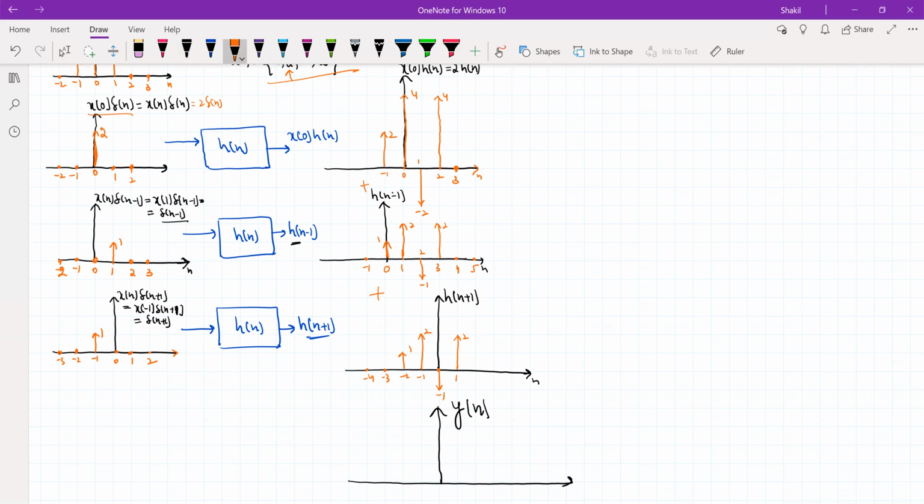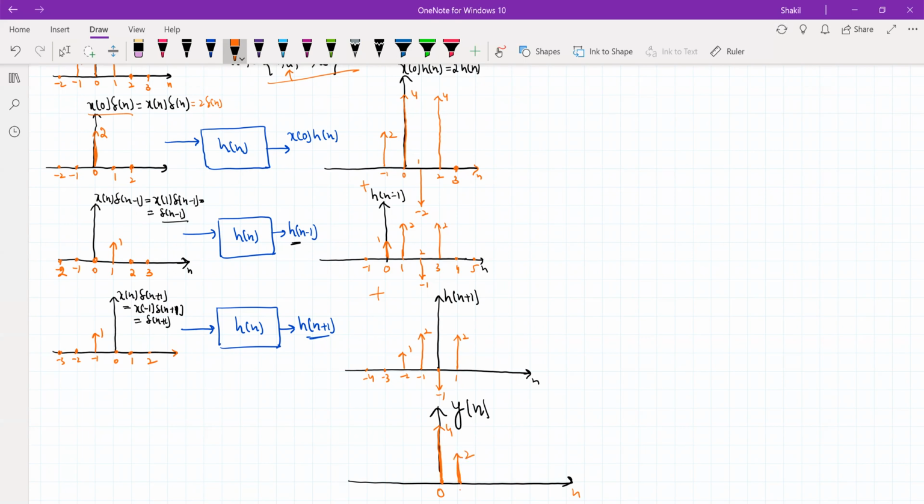We'll have at n equal to 0, this has 4, this has 1, this is minus 1, so that will be 4. So at n equal to 0, the value of the signal is 4. Similarly, the value at n equal to 1 is minus 2. This is 2, that will cancel. So this is 2, so it will be 2.